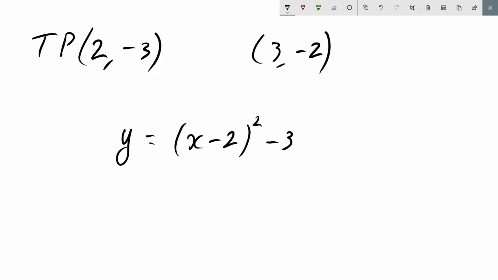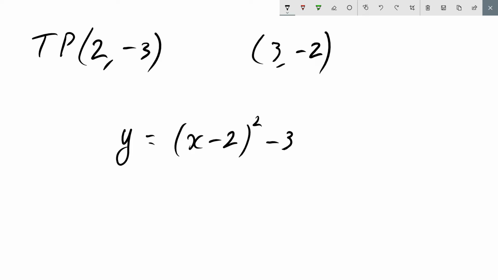So there's an equation, but does it satisfy this? What we need to do now is sub in these values and see if the result is true. If it is not true, we're going to have to put some sort of gradient here and solve for it. So let's sub it in.